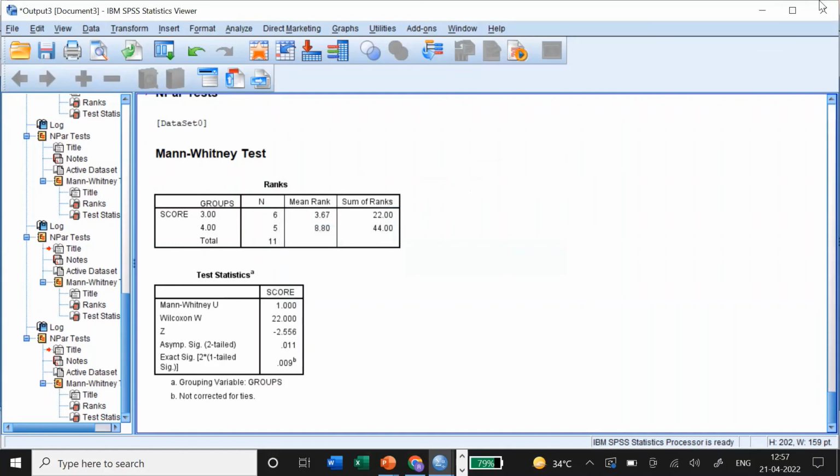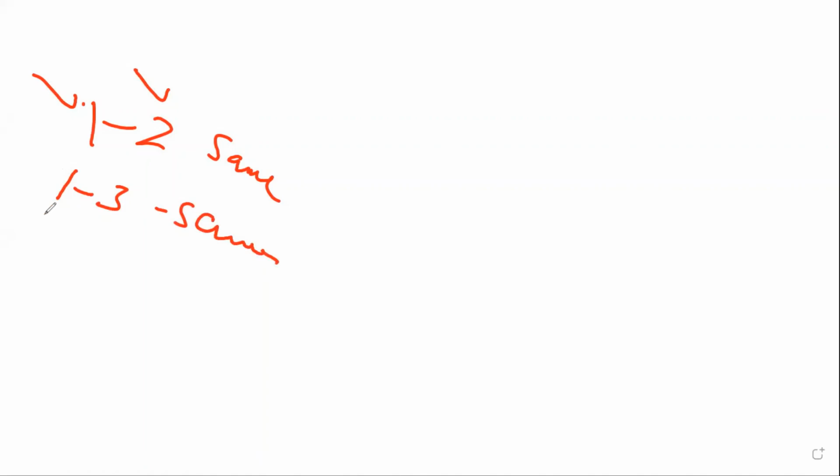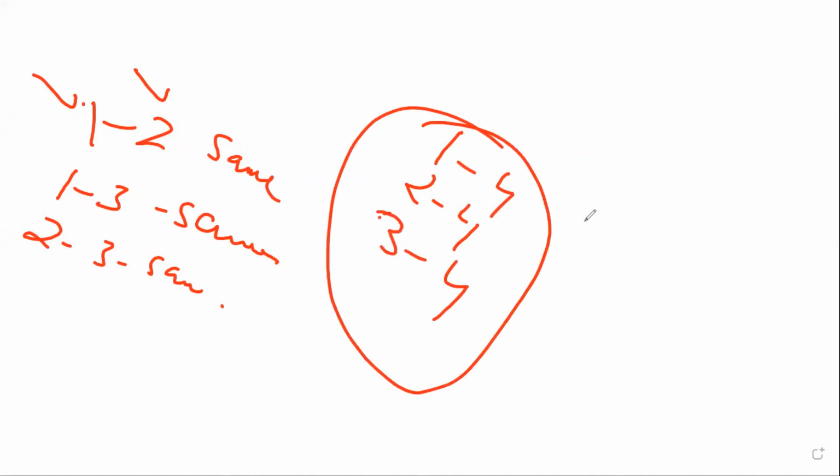So what we can conclude from here, in case of the second example, is that group 1 and group 2 are the same, meaning marks obtained by group 1 students and group 2 students are almost the same or similar. Marks obtained by group 1 and group 3 students are also the same. Marks obtained by groups 2 and 3 are also the same. But group 1 and 4, group 2 and 4, and group 3 and 4 are all different.